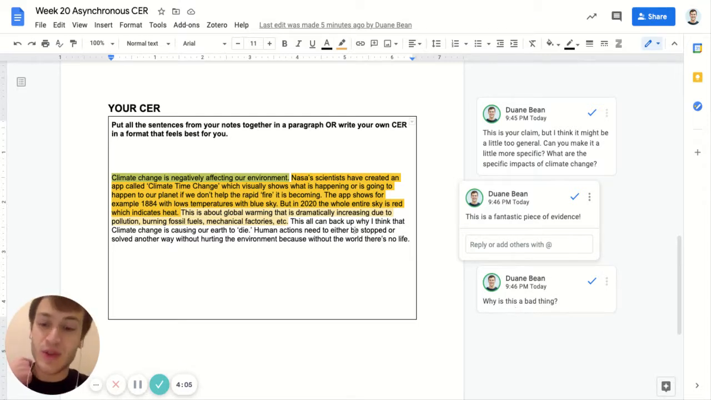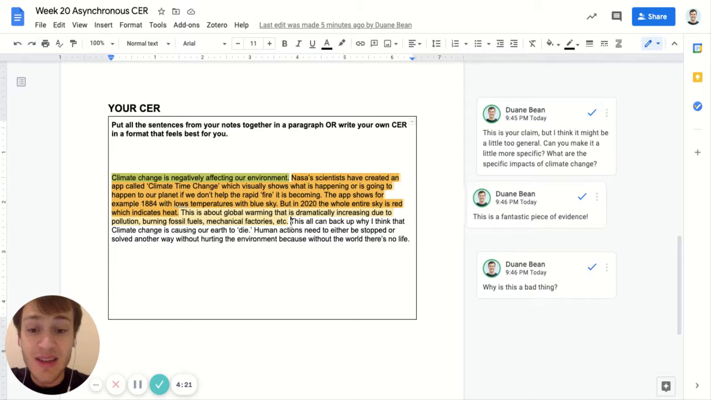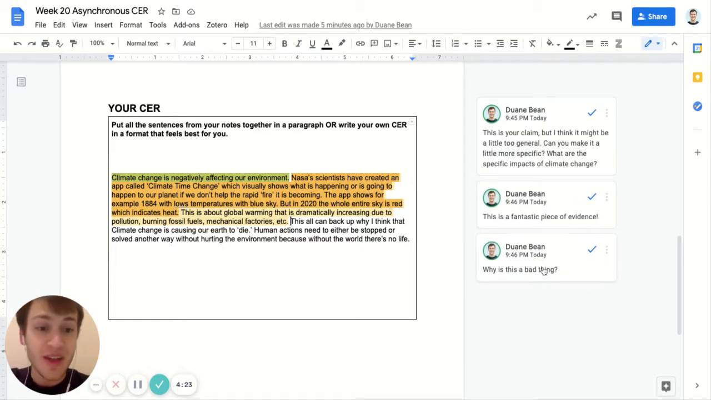And then the third comment that I left is I asked the student, why is this a bad thing? So the student said, this is about global warming that is dramatically increasing due to pollution, burning fossil fuels, mechanical factories, etc. Obviously, global warming is bad. I know that, and I know that it's bad that it's getting worse. But I wish the student had explained that in his writing. So I just left him that question to push him to think a little bit more about that.